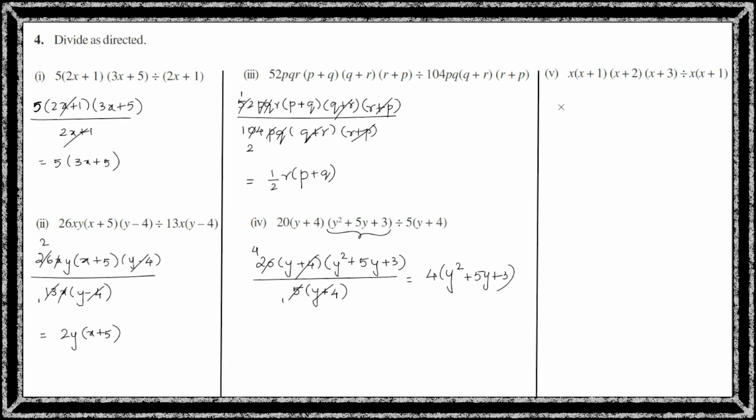Next, again, they have already factorized it for us. So there's no need to do any factorization. Simply note down the question and cancel the common terms. That will give you the answer x plus 2 into x plus 3. That's your answer.